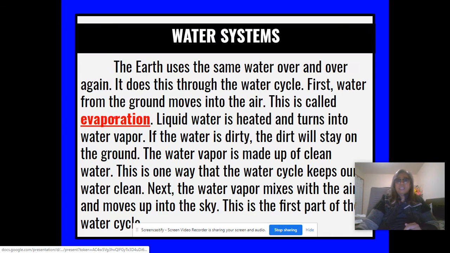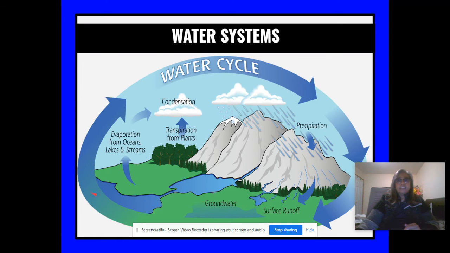Now, let's have a visual on this. So, this is how the cycle moves. So, we're done with the first part, evaporation from oceans, lakes, and streams.